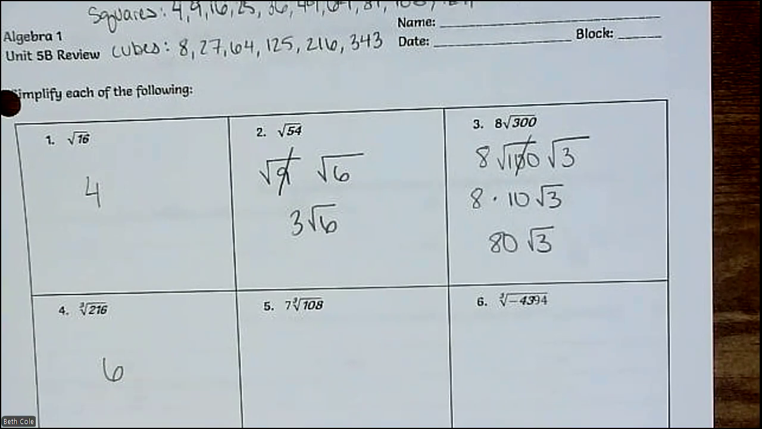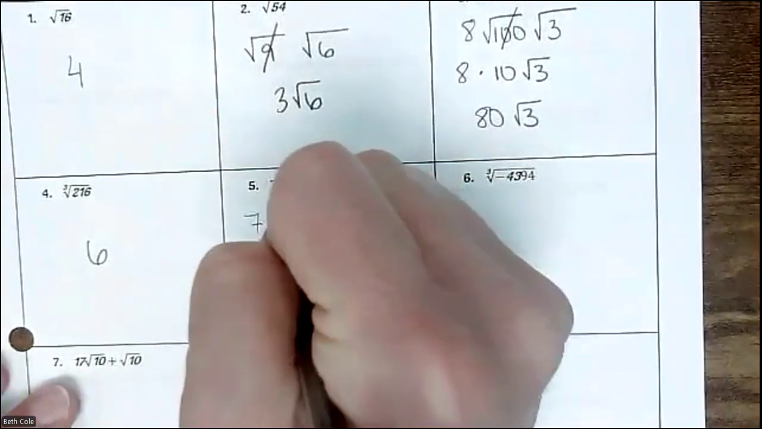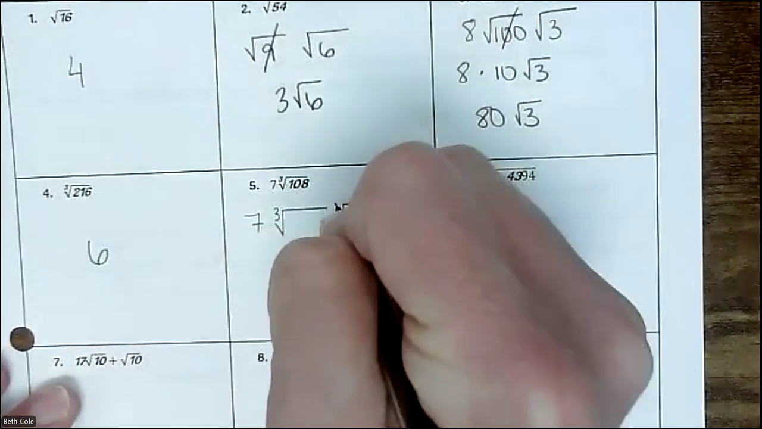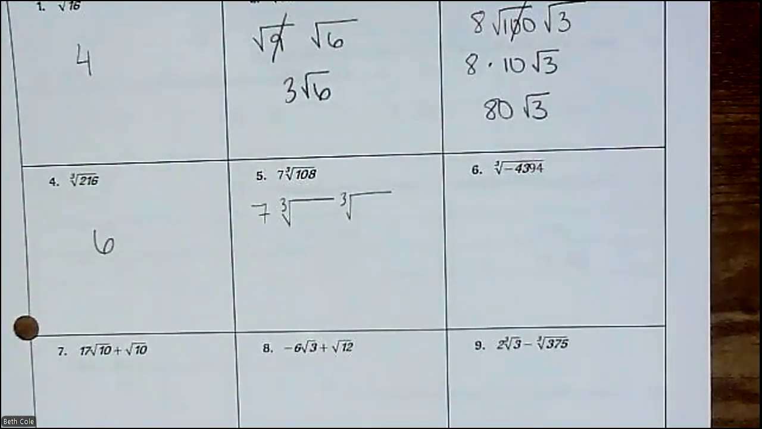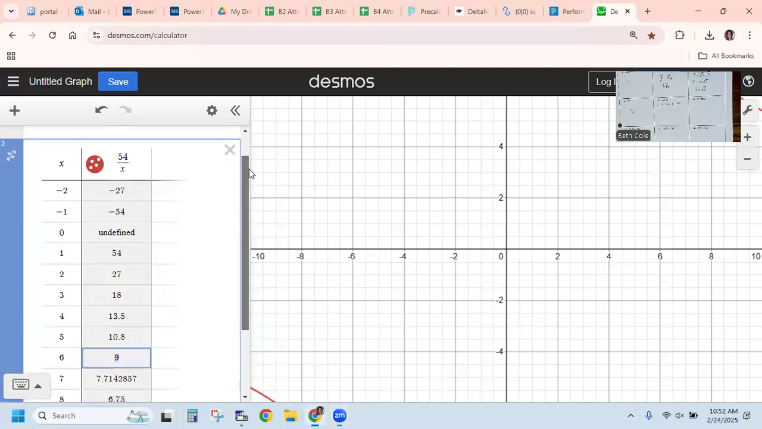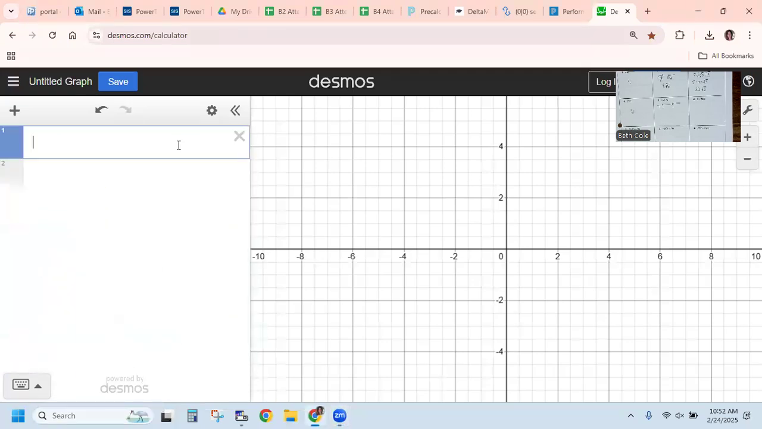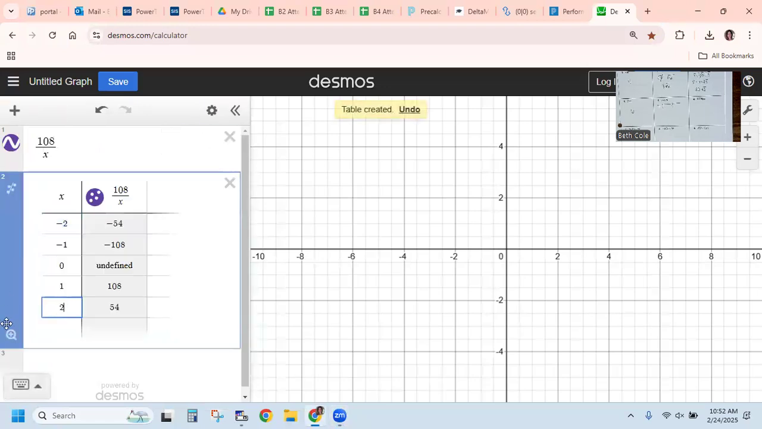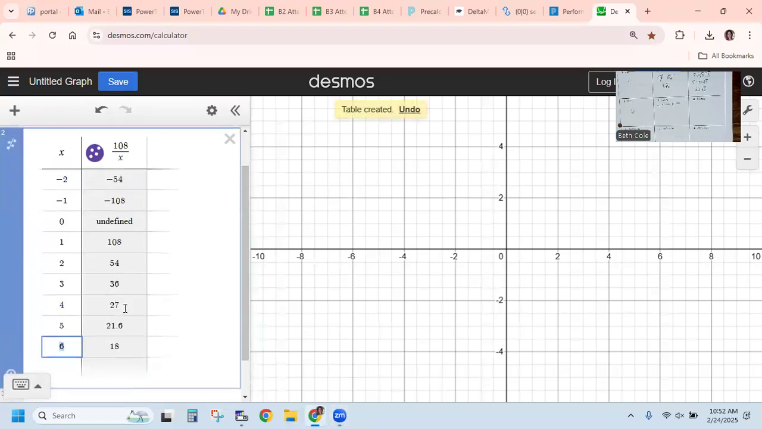All right. Same thing for number 5. That 7 is just there. Now, when you break it apart, you need to put the little 3s to make it a cube root. Now, I don't know what this one is, to be real honest with you. I think it might be 27, but let's see. I'm going to type it in. 108 divide x, gear table. There it is, 27. Do you see that?